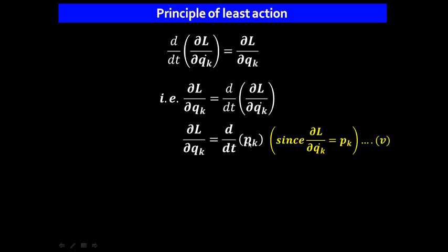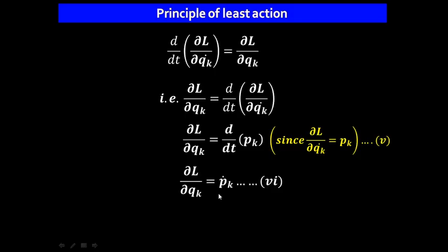So here the derivative of pk, since it is the time derivative of pk, can be written as pk dot. So del L by del qk is equal to pk dot. Suppose this is equation number 6. So we got the values for del L by del qk dot, that is pk, and del L by del qk, that is pk dot.